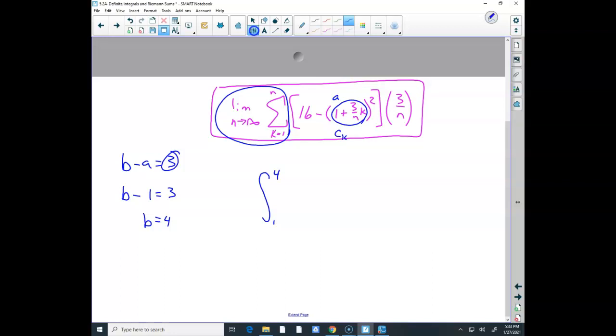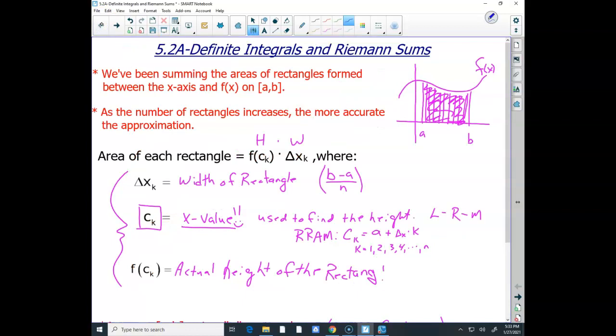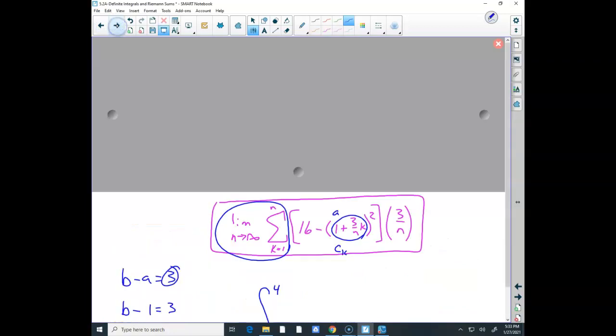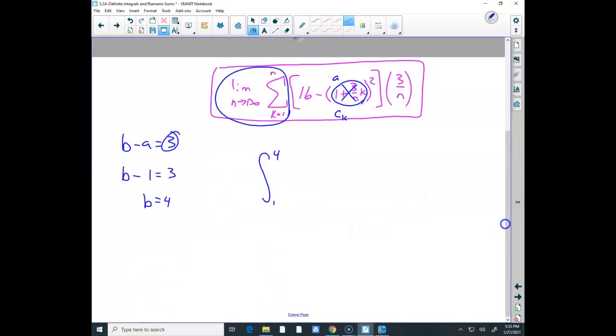And I'm coming back and I'm saying, hey, what the heck is C sub k? And I come all the way back to the beginning, C sub k, hey, that's just an x value. So as I'm coming through, I'm looking at my C sub k, I'm like, ooh, that's just an x. So what I can do is I can say, oh, my function is going to be 16 minus x squared dx, and that's how I express it as a definite integral.